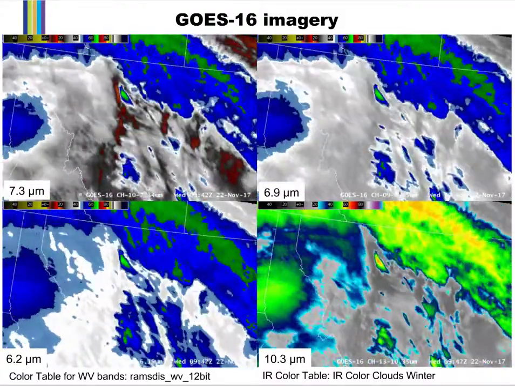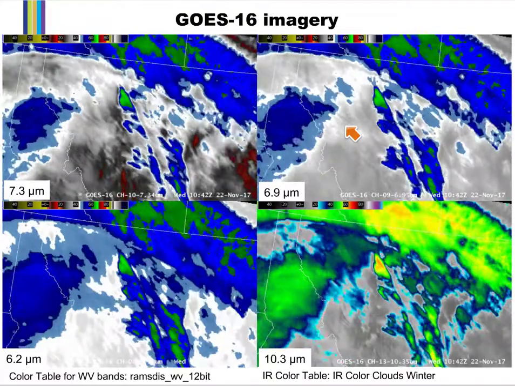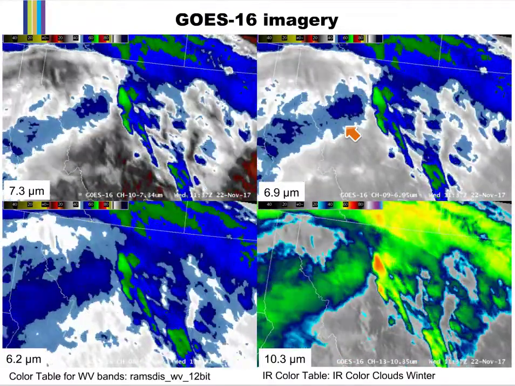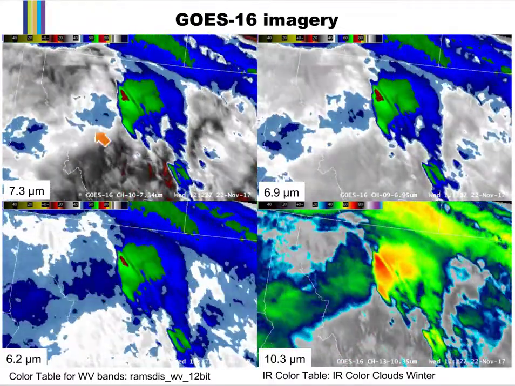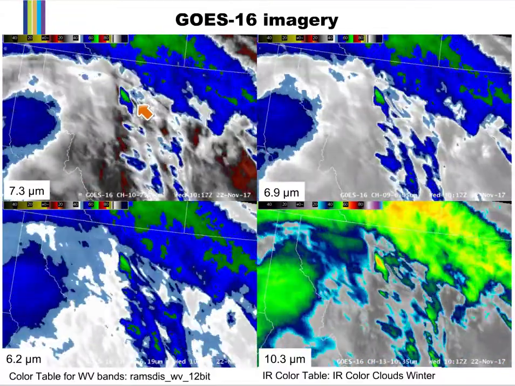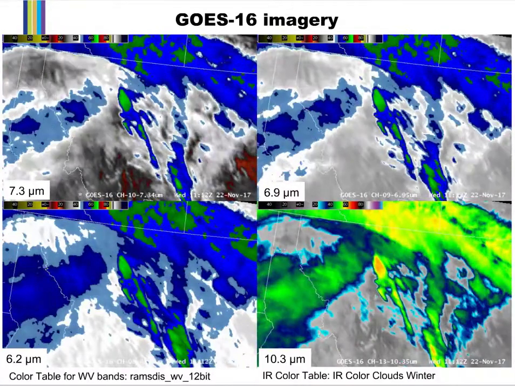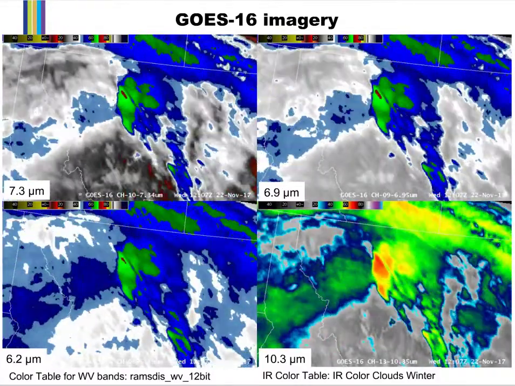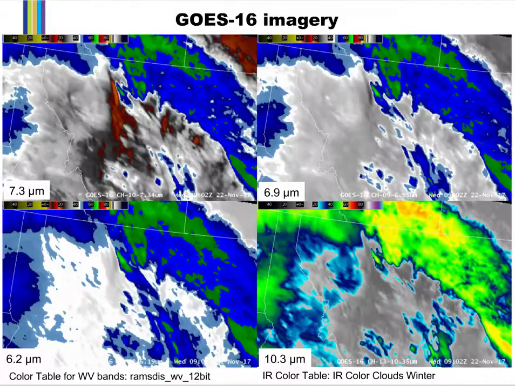Finally, note the region of clouds and moisture approaching from the west and advecting towards the mountain wave clouds of interest. The wave clouds grow rapidly soon after the arrival of this feature.